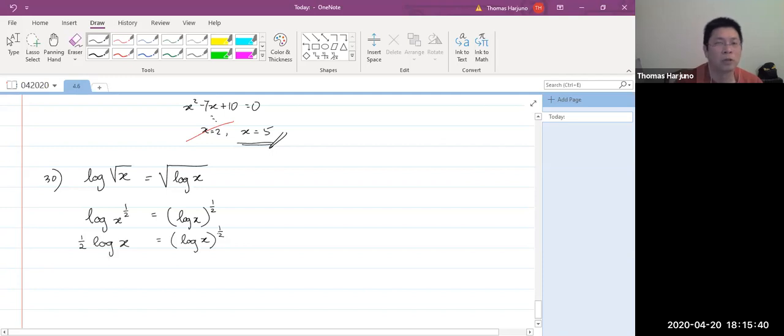Now, to better see this problem, I suggest we use some substitution. Let u equal log x. So then our equation becomes 1/2 u equals u to the power of 1/2.